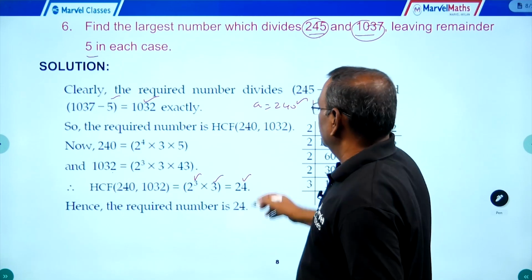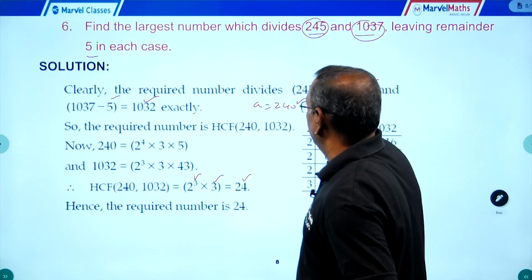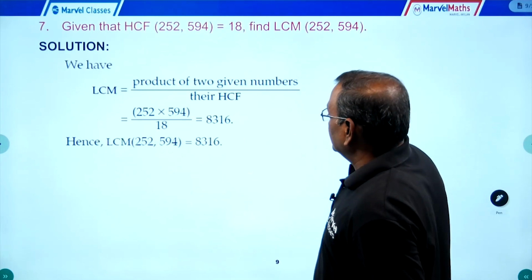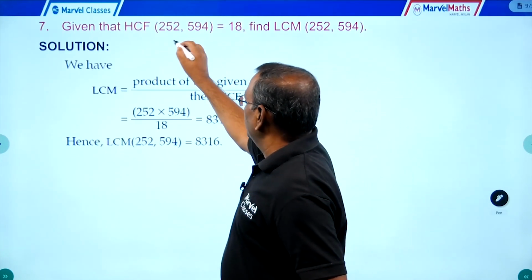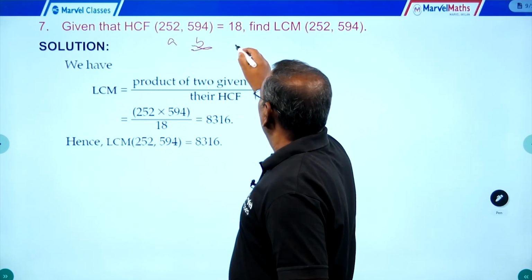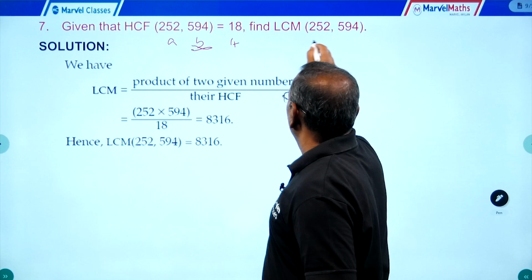So don't forget this subtraction. Subtract 5 from these two numbers. Okay. Next question. The HCF of two numbers A and B is given. The question is, what is the LCM?